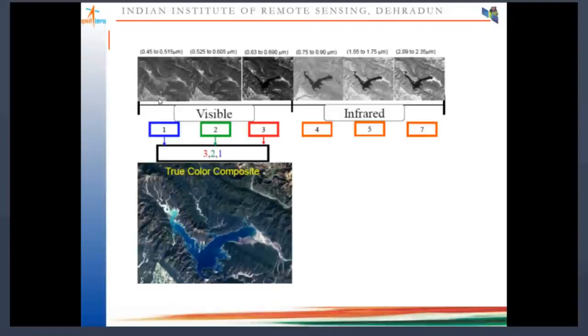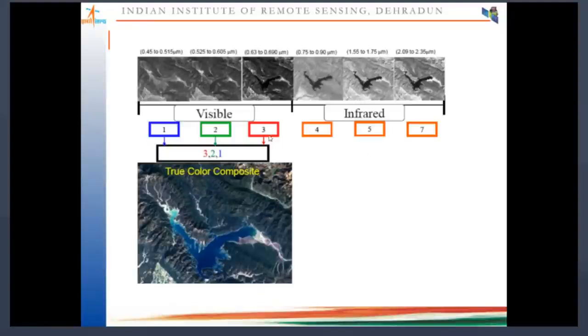With this same principle, if I feed blue information to the blue color gun, green information to the green color gun, and red information to the red color gun, what I get is a true color composite, exactly the same picture which you see using your naked eyes. But what if I make 4 come and sit in any color gun, or 5, or 7? I'll get some color composite, but not a true color composite. That will be called a false color composite.